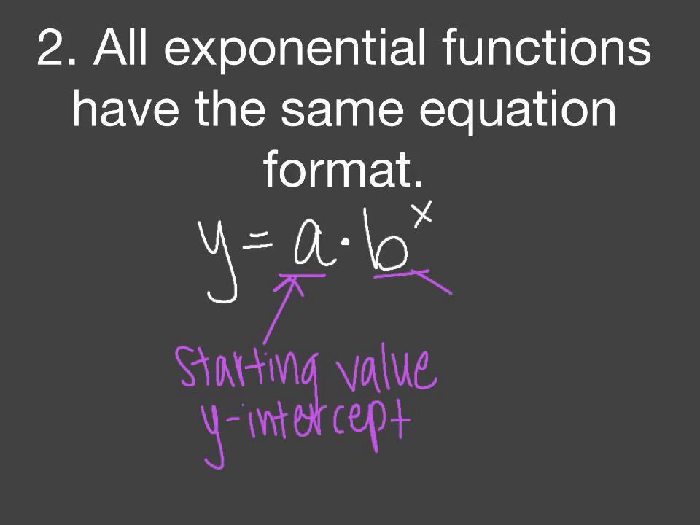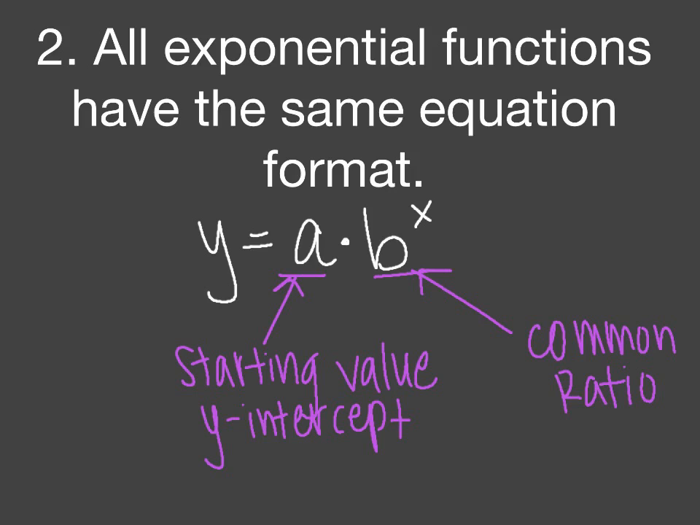The b, whatever number is at the back of your equation, is what we call our common ratio. And the common ratio is the pattern of multiplying or dividing. So if the pattern was times 2, times 2, times 2, your common ratio value would be 2. Likewise, if the pattern was divide by 3, divide by 3, divide by 3, your common ratio would be 1/3.